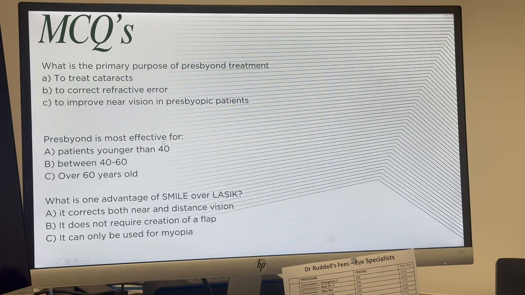Question 2, Presbyond is most effective for patients A, younger than 40, B, between 40 and 60, or C, over 60, and the answer is B. Looking at the third question, what is one advantage of SMILE over LASIK? A, it corrects both near and distance vision. B, it does not require creation of a flap. And C, it can only be used for myopia. The answer is A and B.